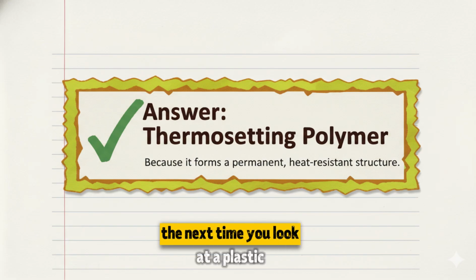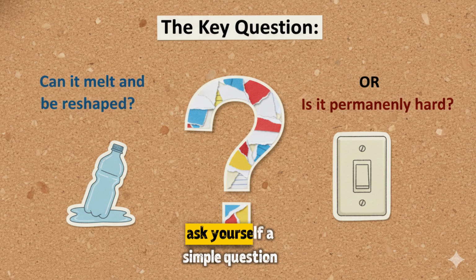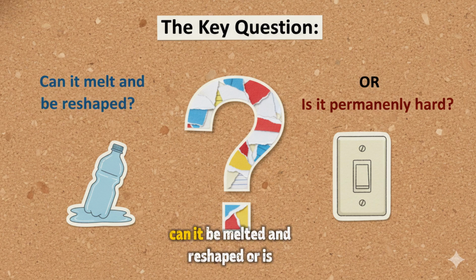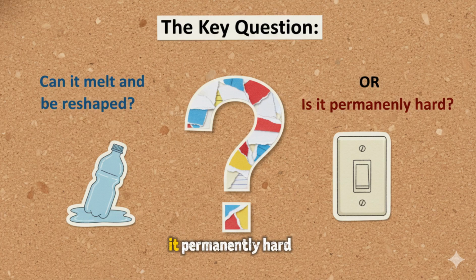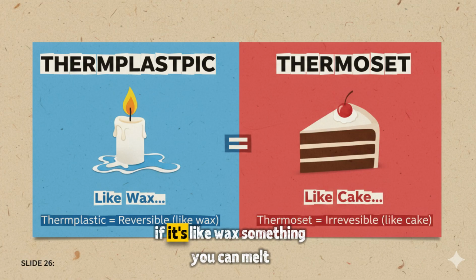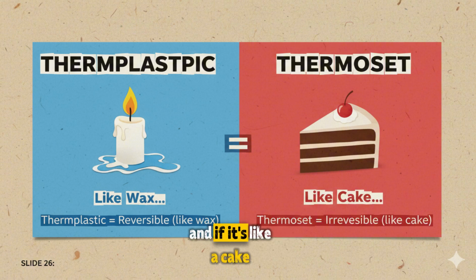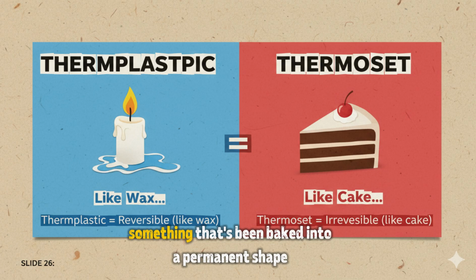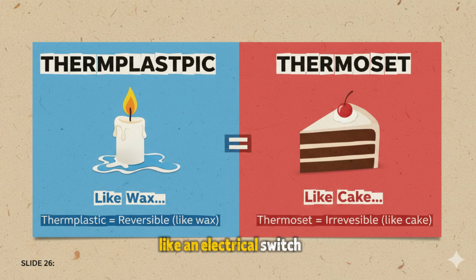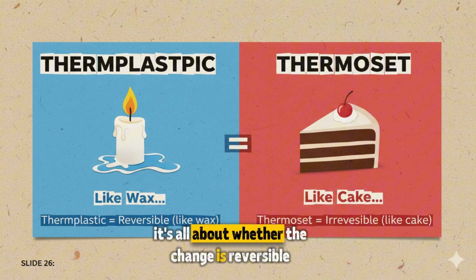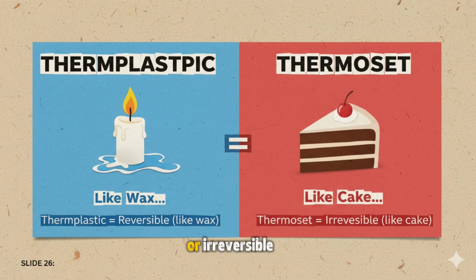The next time you look at a plastic object, ask yourself a simple question. Can it be melted and reshaped, or is it permanently hard? If it's like wax, something you can melt and reuse like a plastic bottle, it's a thermoplastic. And if it's like a cake, something that's been baked into a permanent shape like an electrical switch, it's a thermoset. It's all about whether the change is reversible or irreversible.